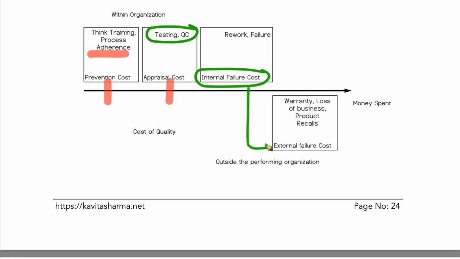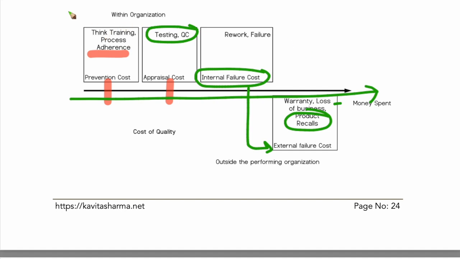The external failure cost is more, this is the increasing cost graph. It could be product recalls, or it could be just saving your face. So loss of business, warranties, the cost is highest here. So the idea is we increase the cost here and here, and ensure that not many bugs or defects go out to the customer.